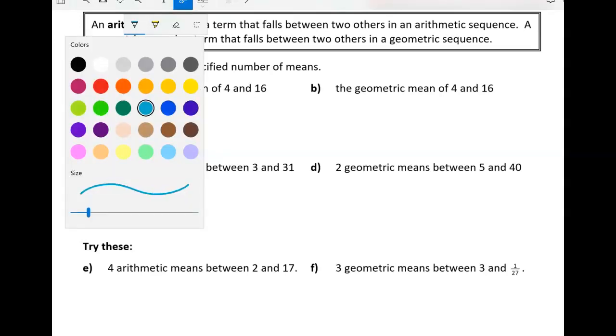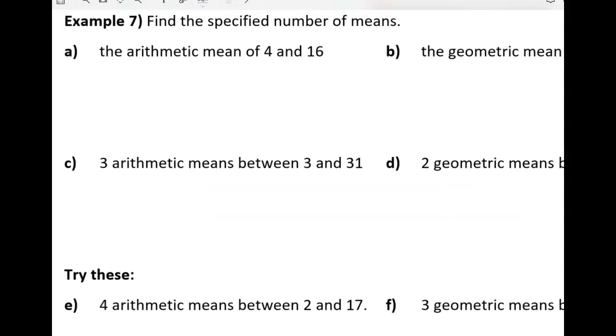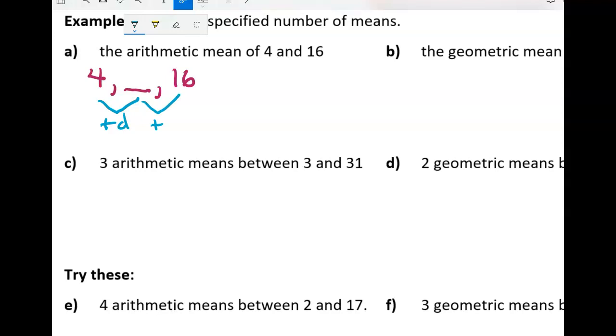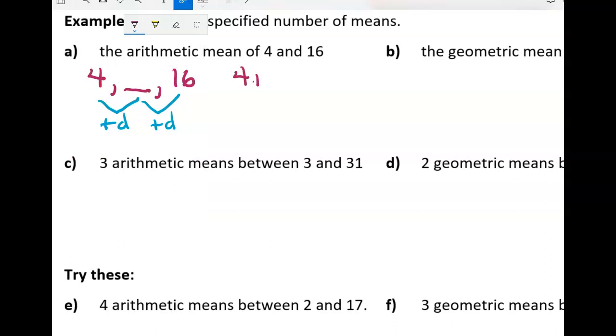So, in example 7a, we're asked to find the arithmetic mean of 4 and 16. So what I'm going to do is I'm going to create an arithmetic sequence here, but I'm going to insert one blank in between 4 and 16. The arithmetic mean is the number that comes in between them in an arithmetic sequence. Now, in an arithmetic sequence, to get from term to term, we add d. So add a d to get to that blank, add another d to get to 16. That suggests an equation, 4 plus 2d is equal to 16.